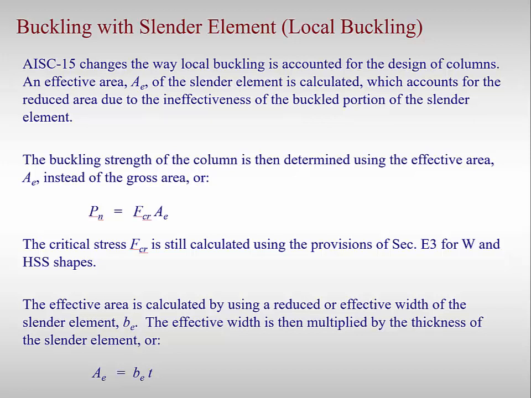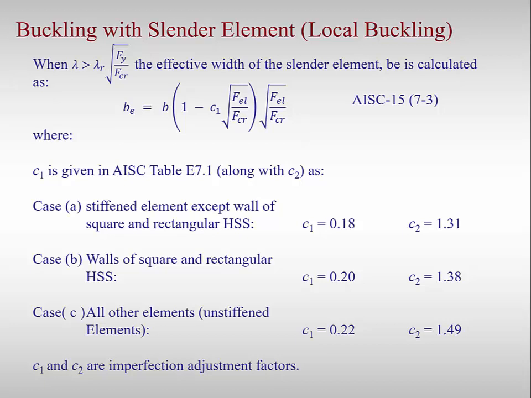Since the effective area will be less than the gross area, there will be a corresponding reduction in the buckling capacity of the column. The critical buckling stress is still calculated the same way as before. To calculate the effective area, an effective width, B sub E, is calculated. The thickness of the slender element remains the same. The effective width calculation is given by equation E7-3, which has a couple of terms that need further clarification.